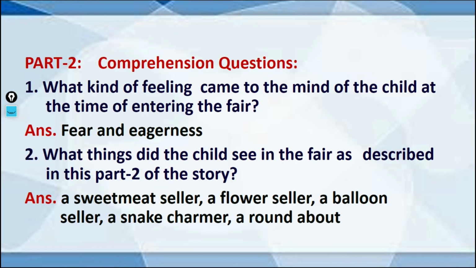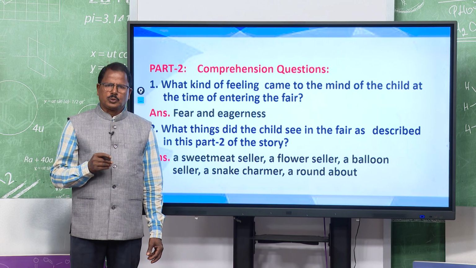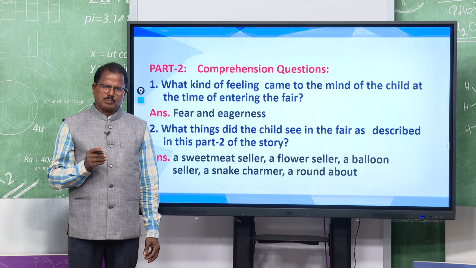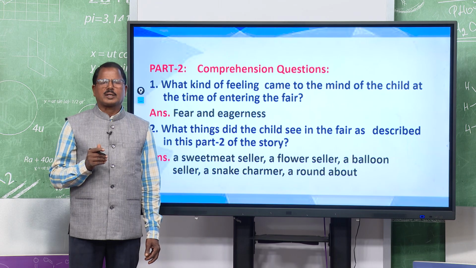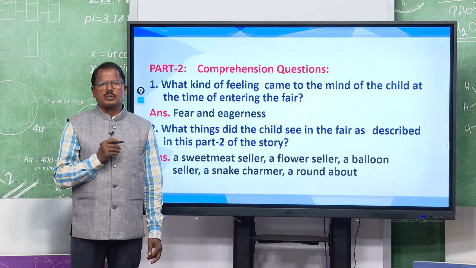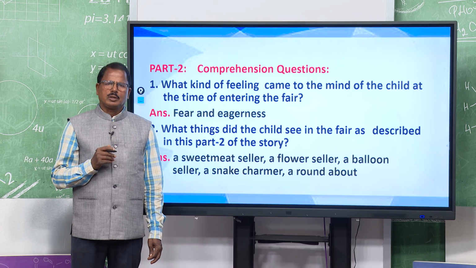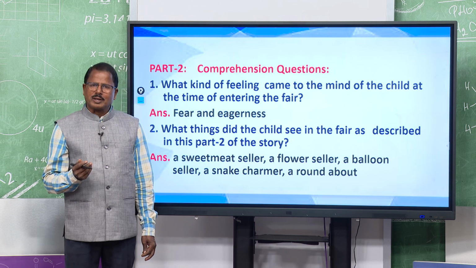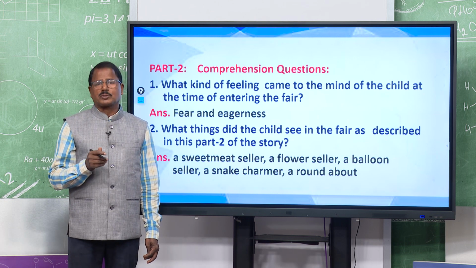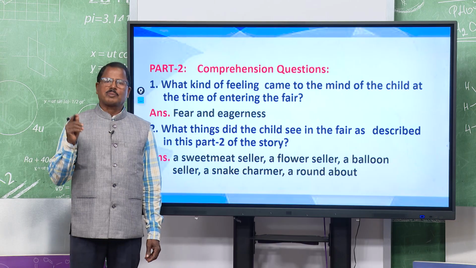Two things you see, the child was afraid of looking at the crowd because he had never seen such a crowd, and he was very much eager, there was a lot of interest in his mind, he was very much eager to buy different kinds of things. So, two things you see, the story writer Mulk Raj Anand very nicely, very beautifully, wonderfully narrates the story. The child was afraid of the things, and he was also interested, very much delighted looking at different things, right.